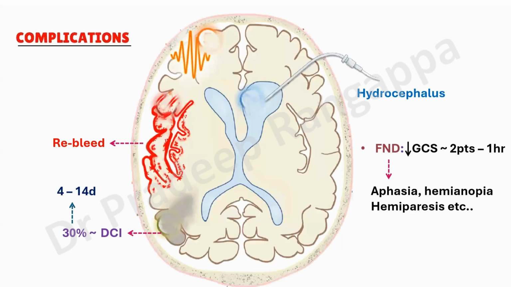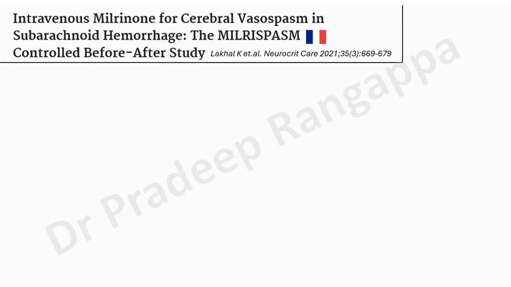of subarachnoid hemorrhage. So we'll jump into what are the studies that have been done for the role of Milrinone in vasospasm. So most of the studies have come from France. So this study came in 2021 in Neurocritical Care by a French group. It's called the Milrispasm trial. As you see the title, intravenous Milrinone for cerebral vasospasm in subarachnoid hemorrhage.